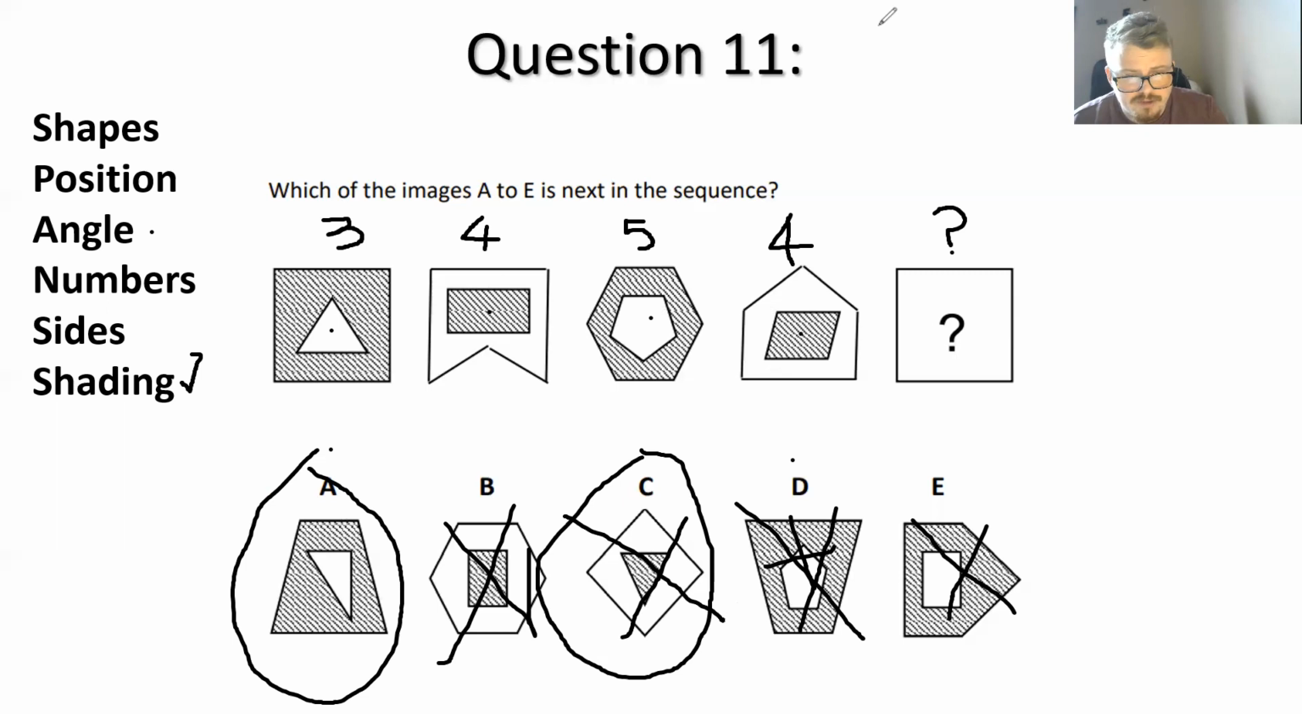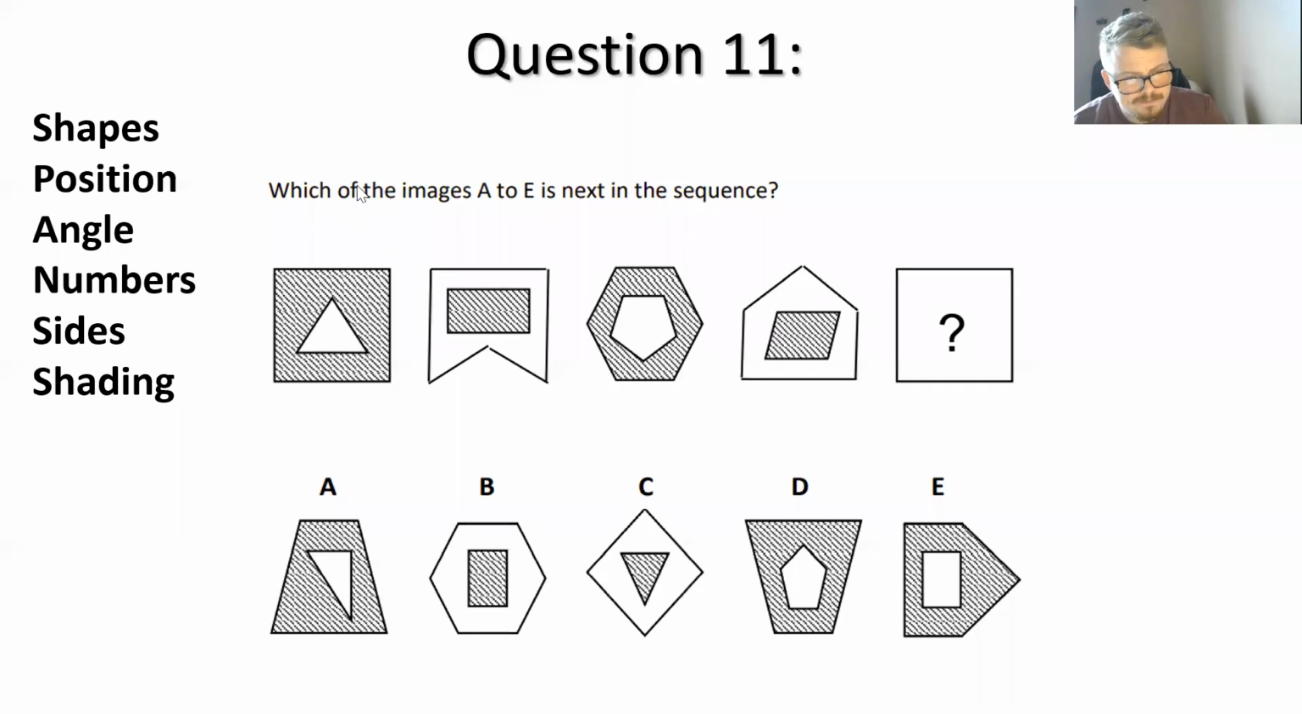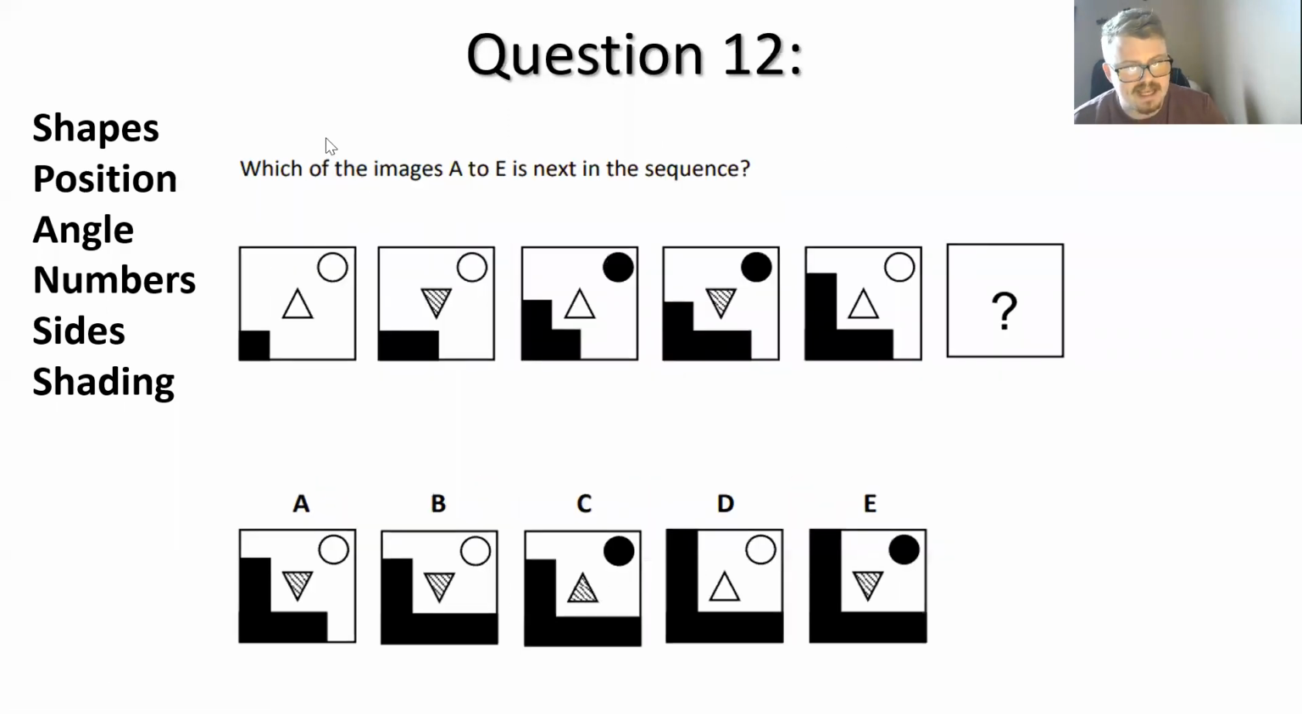Okay, so let's go on to the next one. Which of these images from A to C is next in the sequence? Once again, it's a very similar question. So let's start by looking at shapes. I've got a square, triangle, circle. I've got a square, but actually it's a rectangle, isn't it? Triangle, circle. Then I've got this strange L shape, triangle, circle.